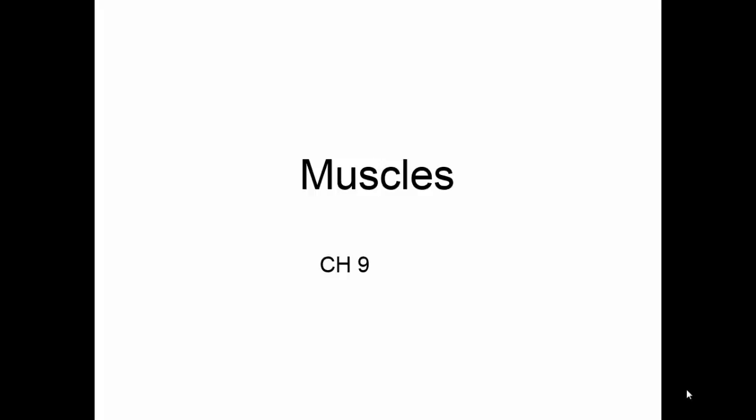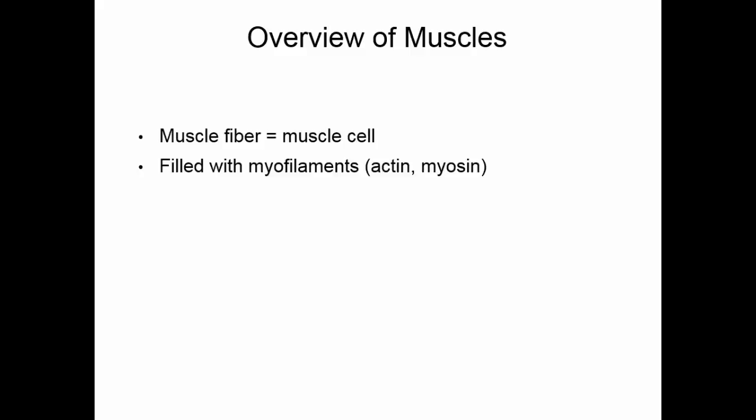Muscles are the organs of the muscular system that are capable of contracting. This allows us to move. As we start looking at muscle tissue, we're going to change the name of everything you know. A muscle fiber is now what we're going to call a muscle cell. The muscle cell or the muscle fiber is filled with myofilaments. These are the proteins actin and myosin.